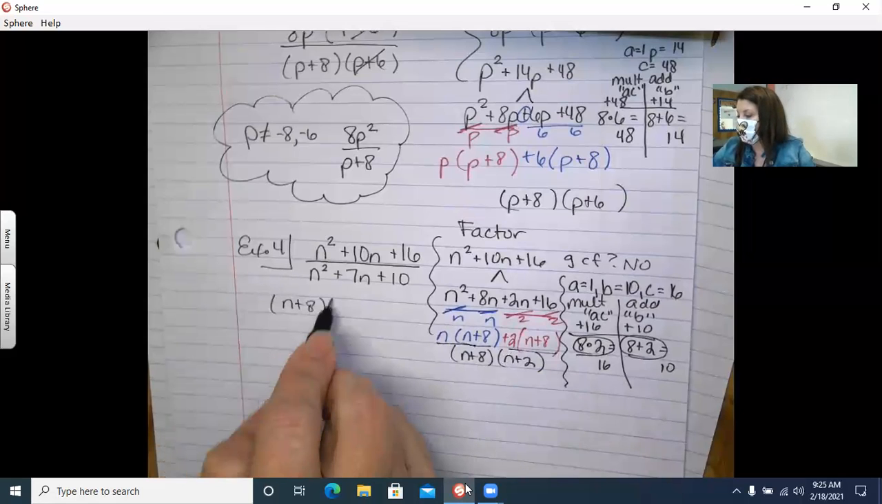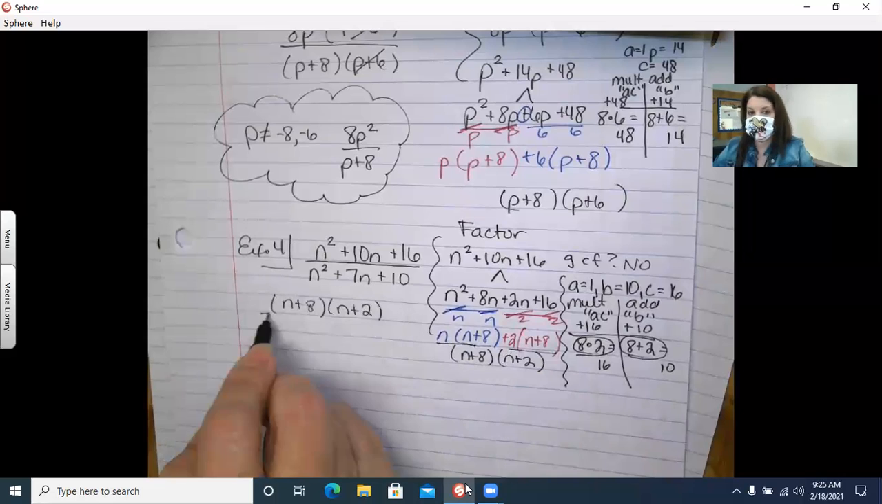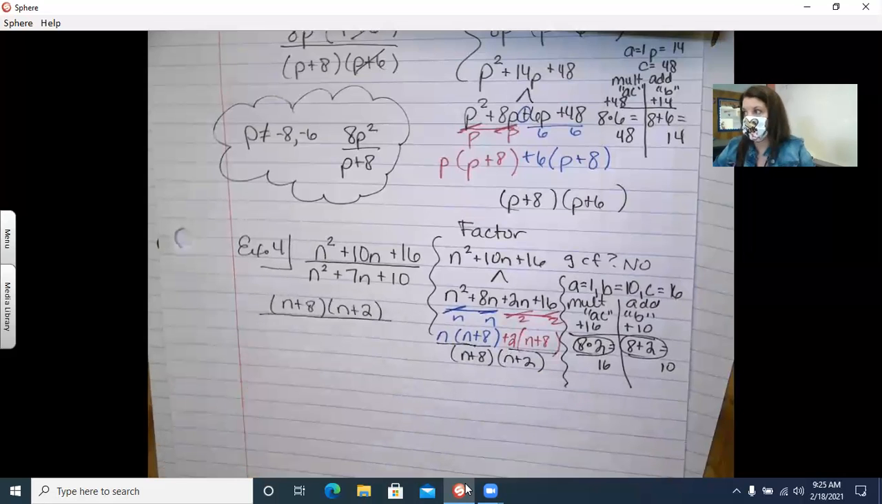Do I get any restrictions or exclusions from the numerator? No, because your numerator can be 0. It's your denominator where your restrictions come from. So let's factor that denominator.